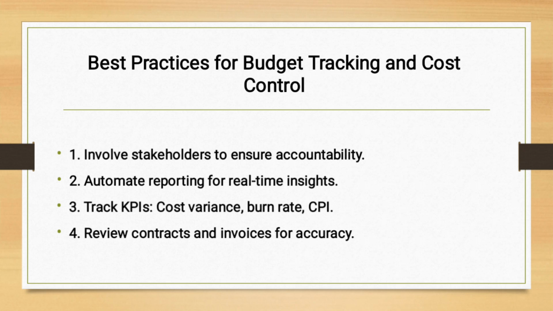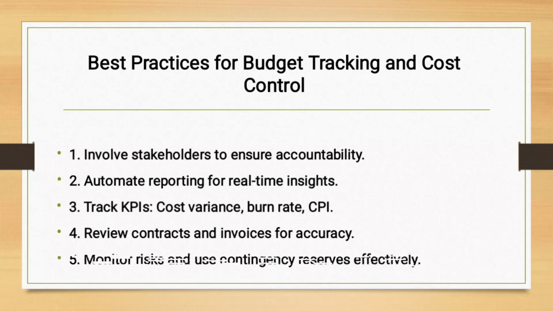Another one, review contracts and invoices for accuracy. So review contracts as well as the invoices for buying different materials. Another one, monitor risk and use contingency reserve effectively. So use that particular contingency of between 5 to 10% efficiently and monitor all the possible risks.